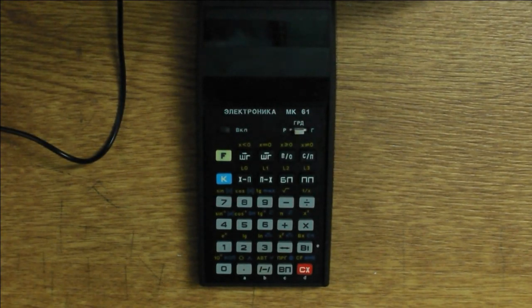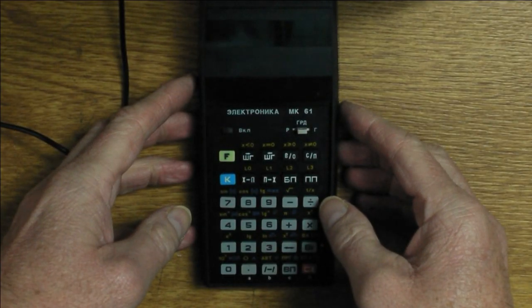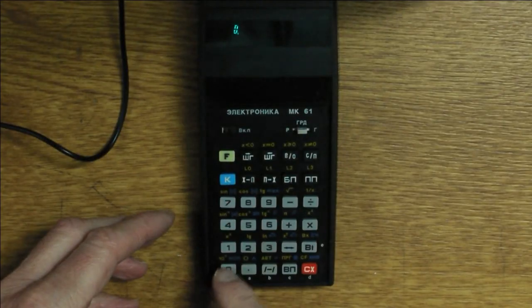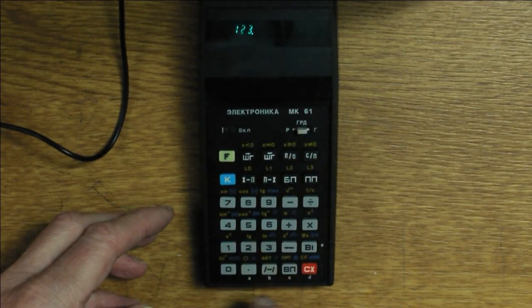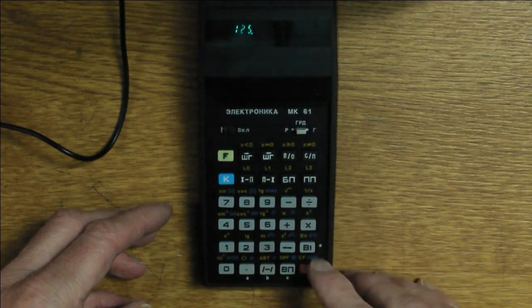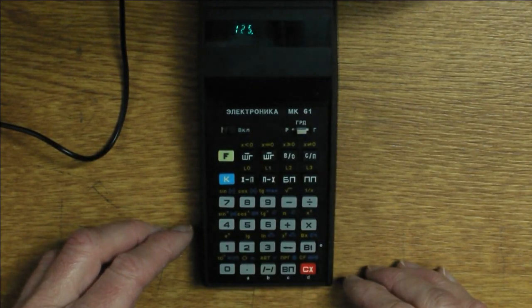I've got quite a few old calculators, and one of the ones I've got is this Elektronika MK-61. It's quite interesting. It's an RPN calculator, and you can add two numbers together like that. So that's the enter key there, the B with an up arrow.